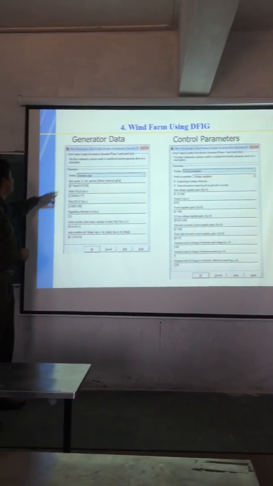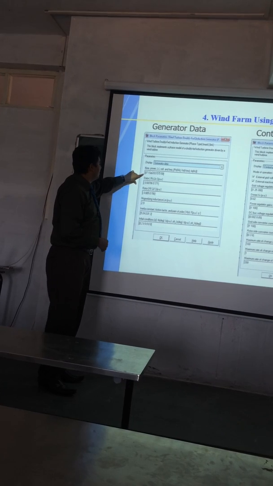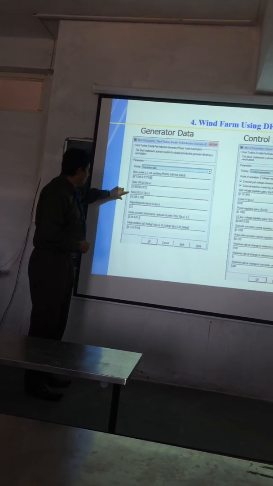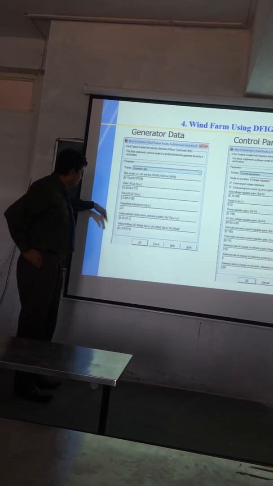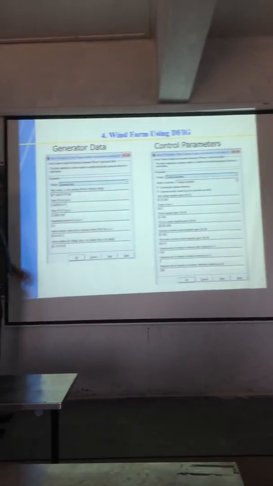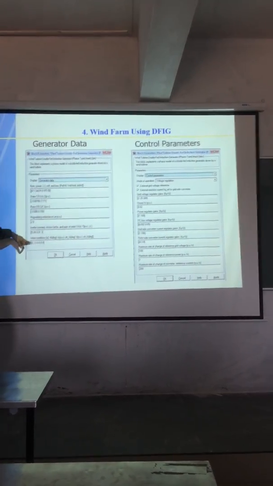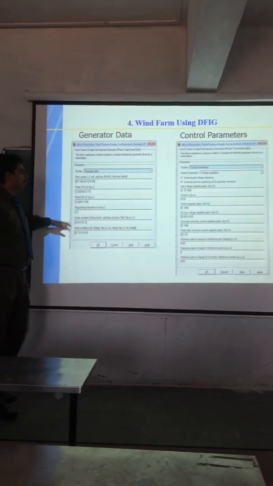Here is the generator data, displaying the nominal value, stator value, rotor value, inductance value, inertia constants and initial conditions. These are kept in matrices or looping systems.